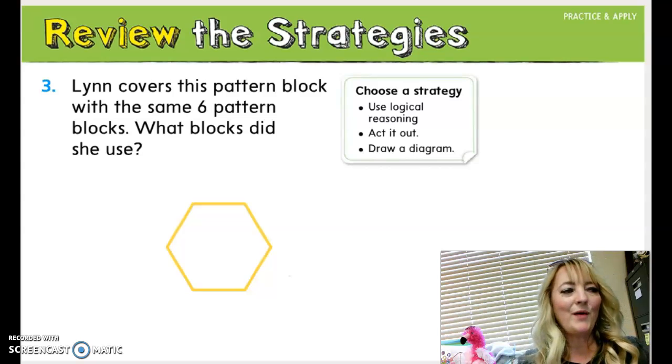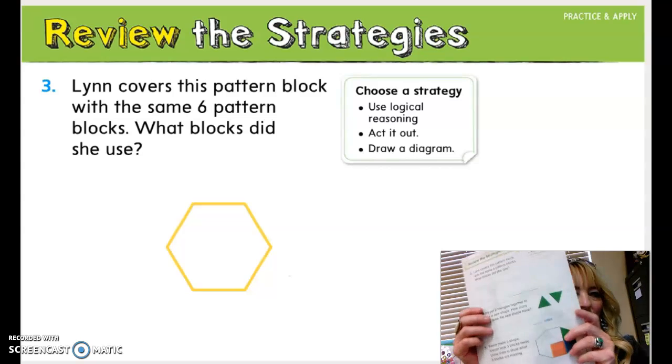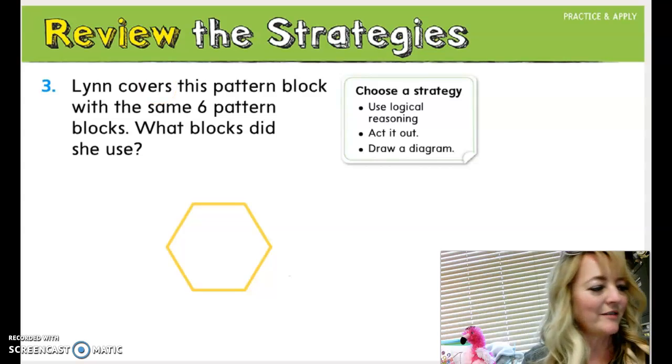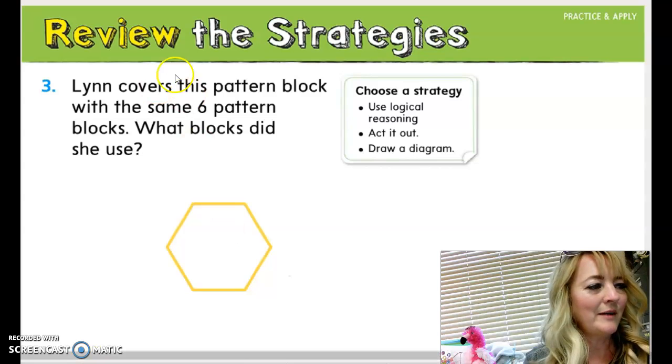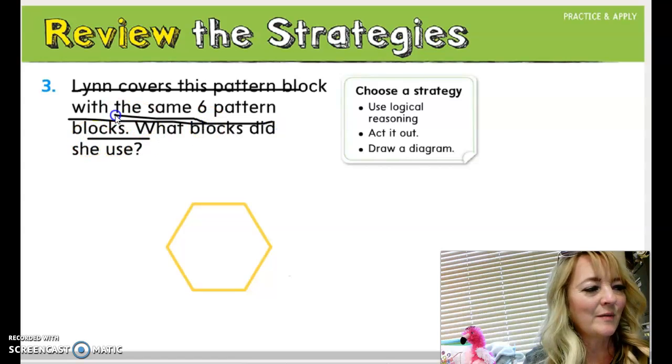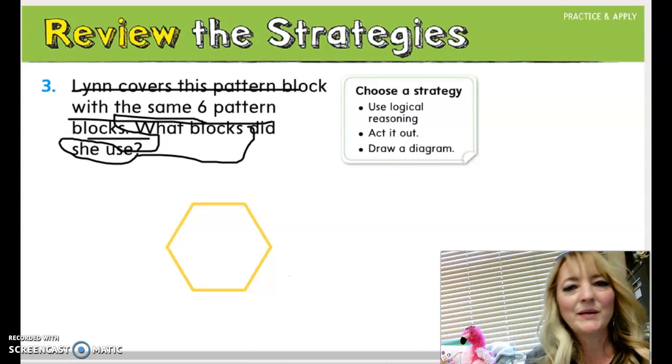Alright, we are now on the back side. Review the strategy. Let's underline, gosh, I forgot to do that last time. Underline what we know. Lynn covers this pattern block with the same 6 pattern blocks. What blocks did she use? 6. So here's what we want to find out. What did she use? Okay, let's get our pattern blocks.